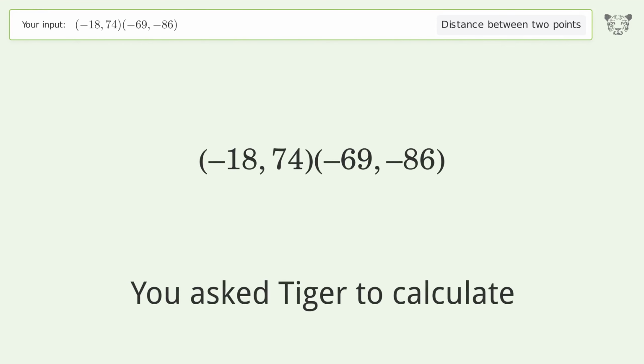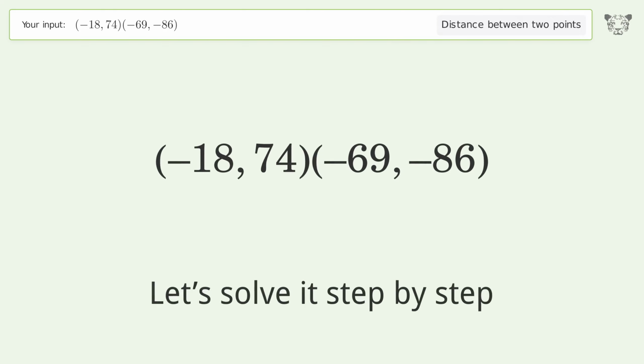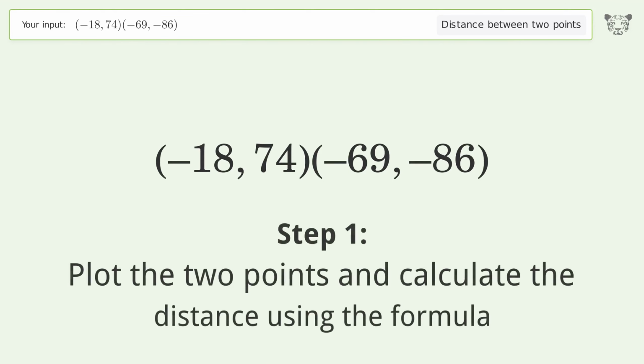You ask Tiger to calculate. This deals with the distance between 2 points. The distance between the 2 points is the square root of 28,201, or 167.932. Let's solve it step by step. Plot the 2 points and calculate the distance using the formula.